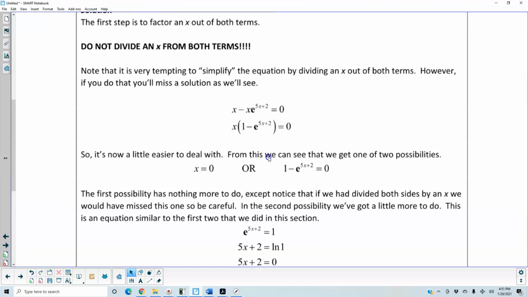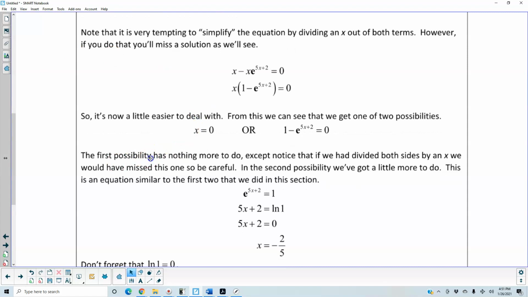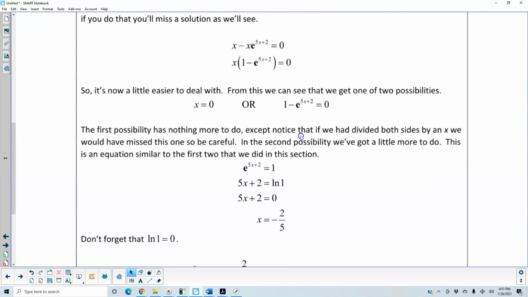So from this, we can see that the zero product rule tells us that we get one of two possibilities. We know that x equals 0 is one solution, and the other one is 1 minus e to the 5x plus 2 is equal to 0. Now we already know that x is equal to 0, so the first possibility has nothing more to do, except notice that if we had divided both sides by an x, we would have missed this one. In the second possibility, we've got to do a little more.